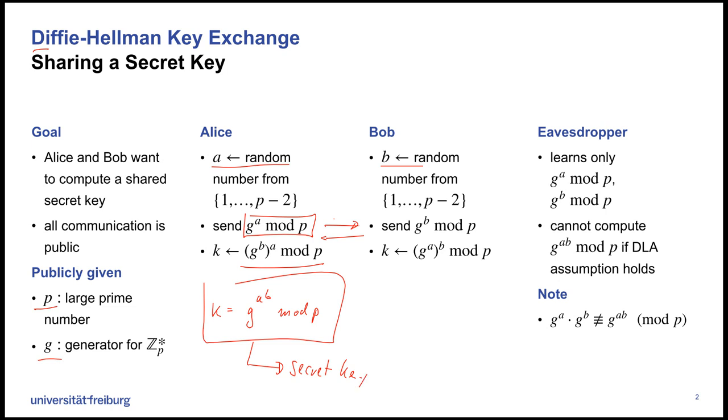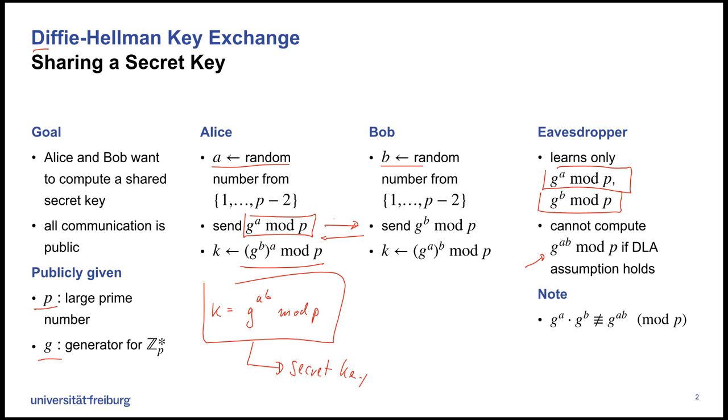Now, this communication can be completely public. There's no need to keep a secret, because the eavesdropper actually knows two things: G to the A and G to the B. In order to calculate G to the AB, the eavesdropper must somehow know either B or A.